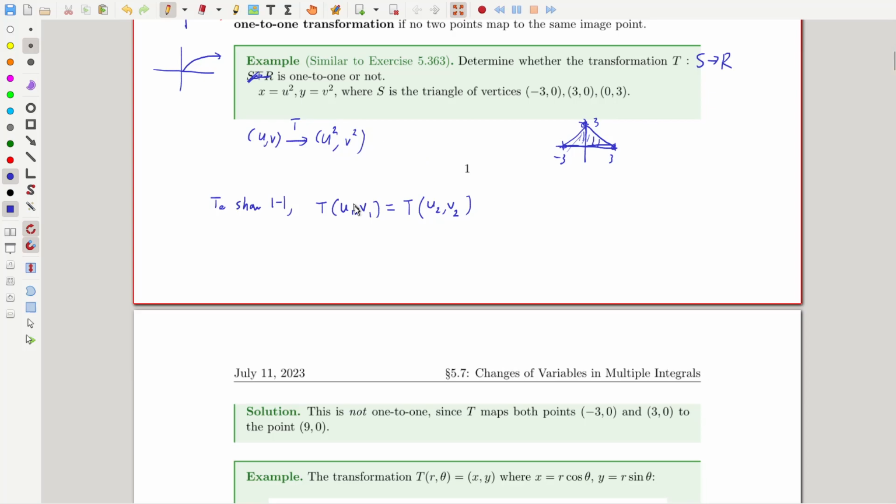So T sends you from the uv plane to the xy plane. So it takes input that is in the uv plane. So something like this makes sense. And as output, this will be some x1 comma y1 and x2 comma y2. That is what will be the output of T. So the way that showing one-to-oneness would happen is you show that this statement must imply that the original points you start out with were identical.